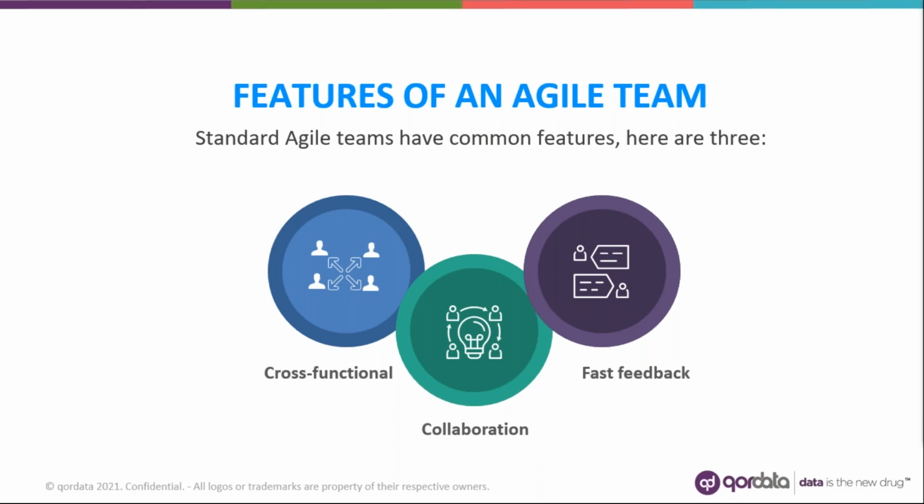The cross-functional nature, the collaboration, and the fast feedback are basically the main features, the highlighting items for an agile team. A team cannot be agile if it has not incorporated these traits into their daily standards, daily routines.